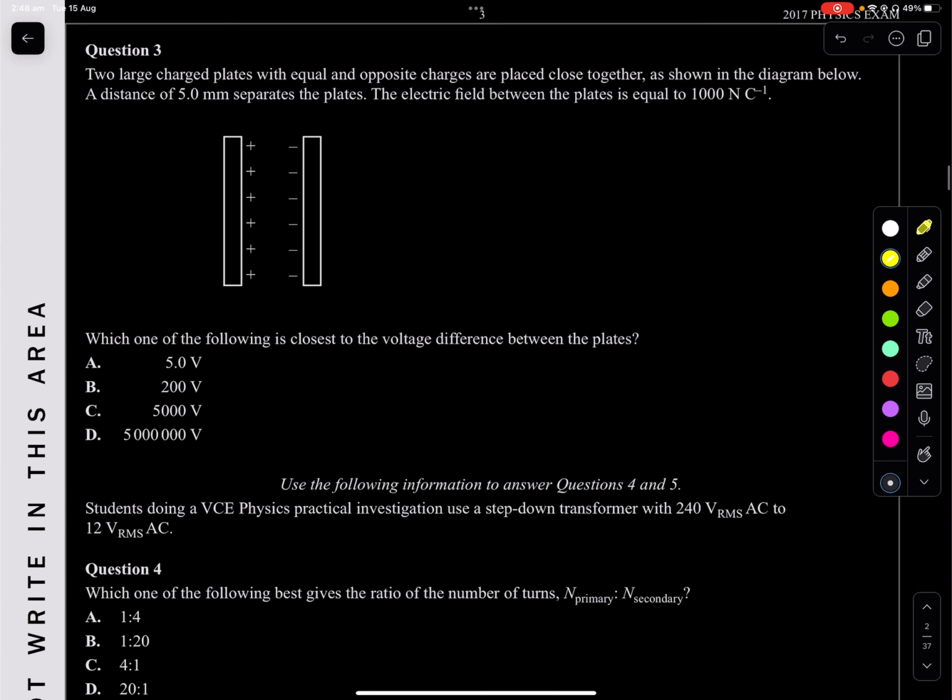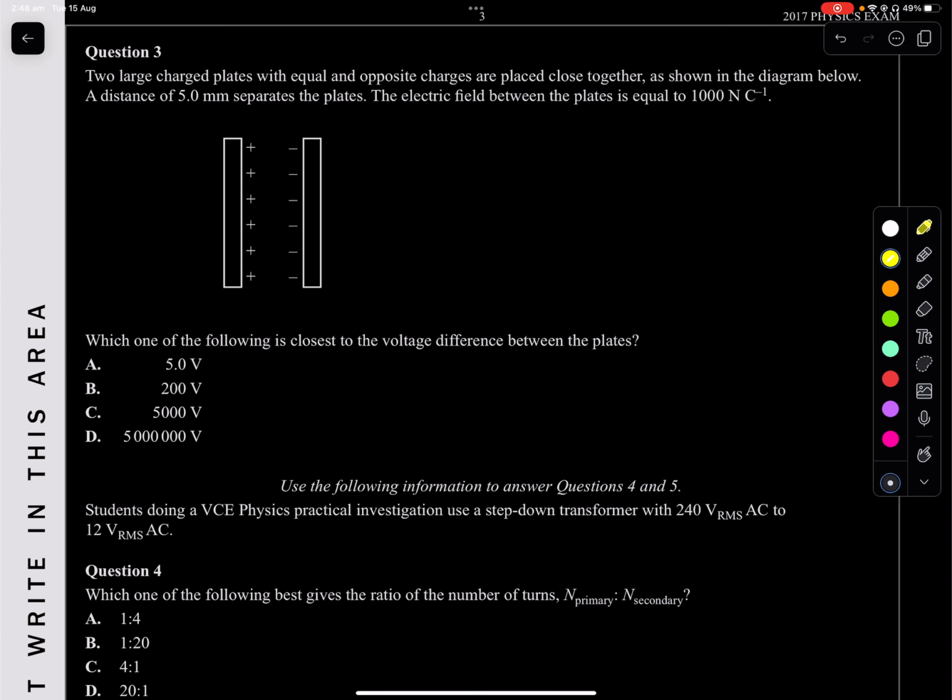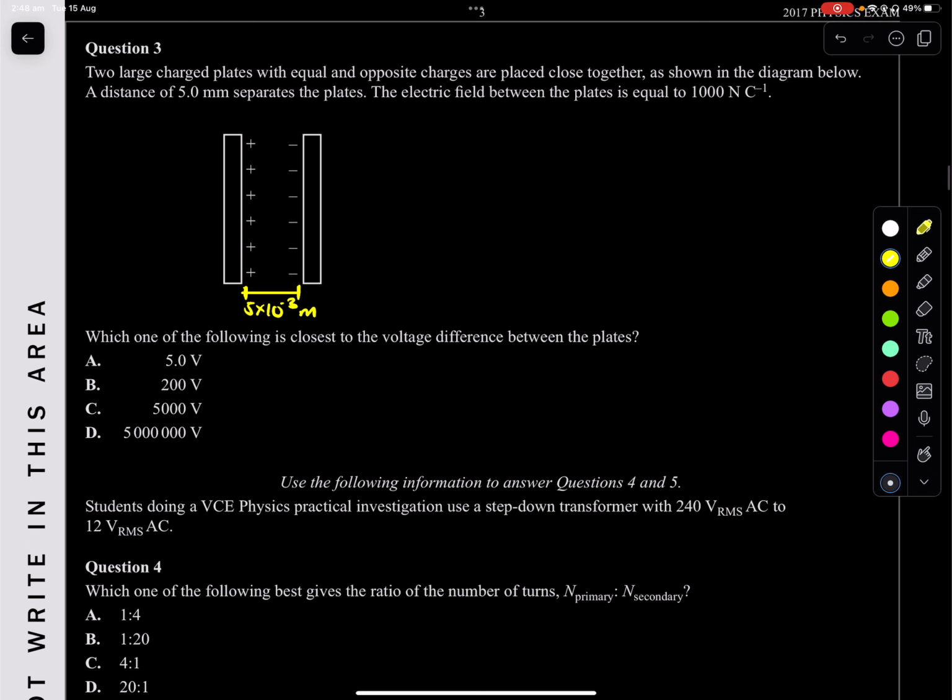Two large charged plates with equal and opposite charges are placed close together as shown in the diagram below. So a distance of 5 millimeters, so 5 times 10 to the negative 3 meters. The electrical field between the plates is 1000. Which of the following is closest to the voltage difference between the plates?